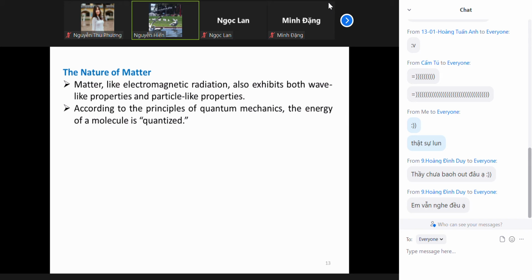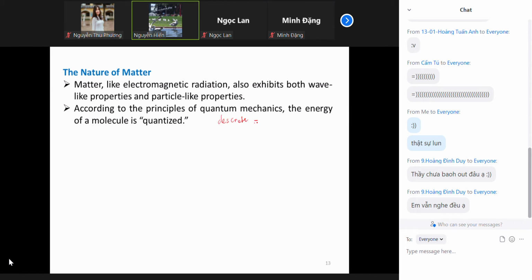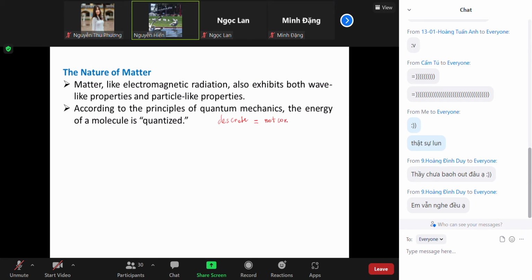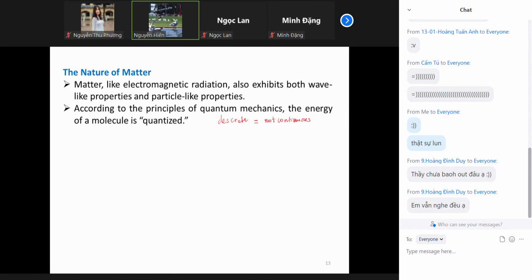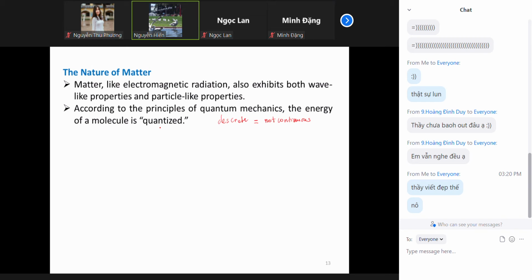Discrete, yeah. I think I should write the word on the screen. Discrete means, I think you know the word, not continuous. So it means that the energy levels of a molecule are not continuous. It is discrete, or we use another word, it is said to be quantized. I think it has some relation with the word quantum. I don't know which one is the original one. Dre may know, quantum or quantile, I don't know.